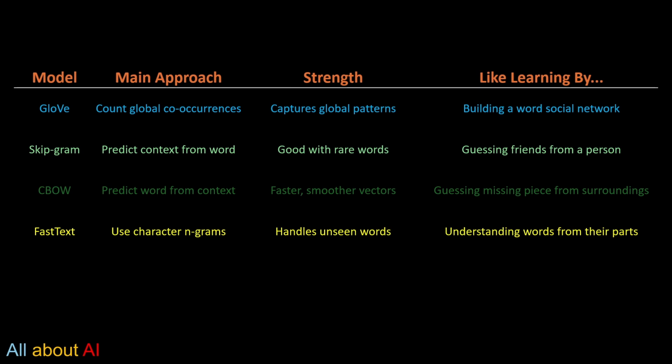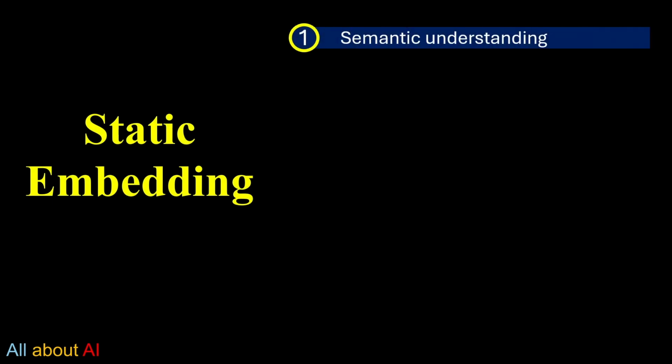And FastText, it's using character n-grams, handles unseen words very efficiently. You can think of it like understanding words from their parts. Now, in terms of static embedding, why are we saying static embedding is really important? Semantic understanding. As we can see from this high dimensional vector and visual representation, they encode semantic meaning in vector space, bringing the meaningful or similar words together.